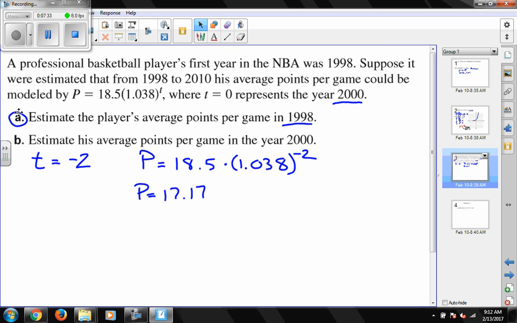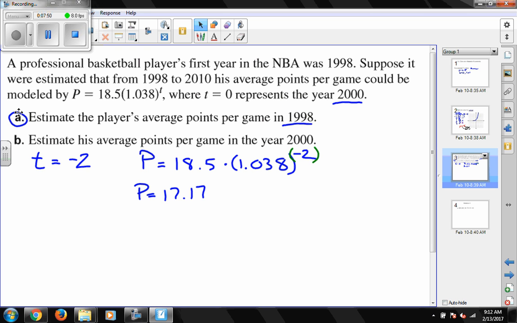A word on using your calculator: if you're going to type this in, put in parentheses around your -2 when you raise that to the -2nd power. It'll make things go a lot smoother for you.